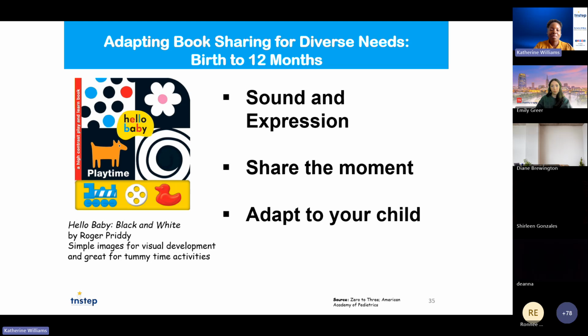You also don't want to give them a flimsy book that they can easily tear. You want it to be a harder book, a board book, with some high contrast images. An example of a book I really love is Hello Baby. It has simple images in there to help with visual development. It's also a board book and it's small for little hands, and it's great for tummy time activities as well.